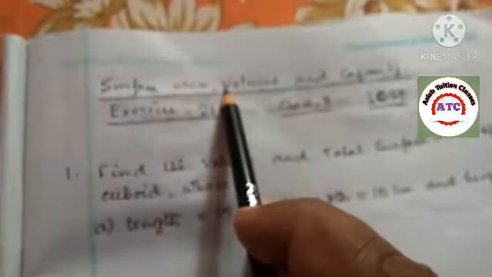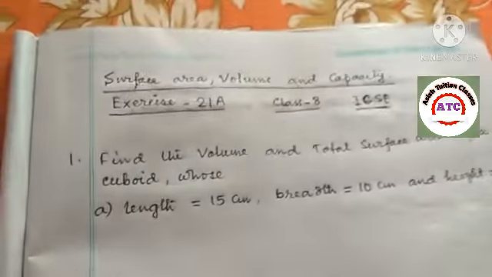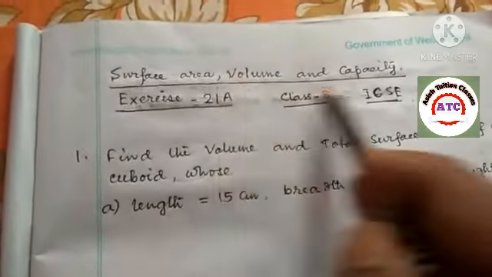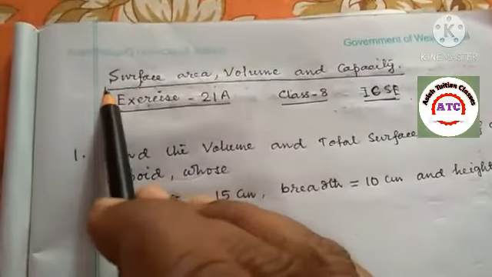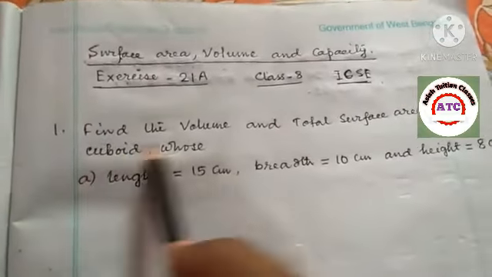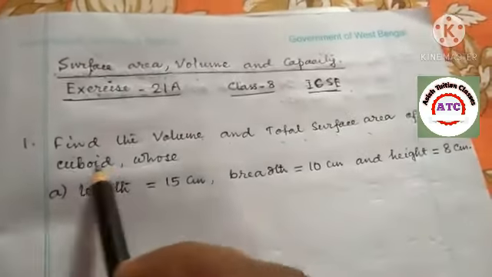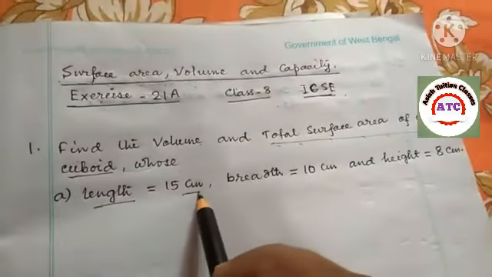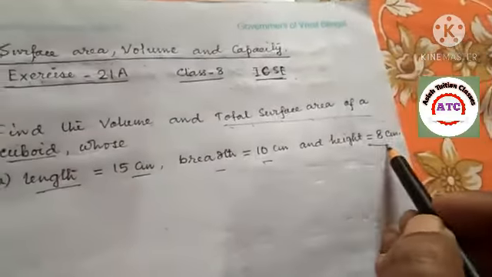Okay, let us go to some mathematical problems. Volume and capacity will be discussed later. First, surface area. Let's see the problem. Find the volume and the total surface area of a cuboid. We first calculate the total surface area of the cuboid. Length 15 cm, breadth 10 cm and height 8 cm.